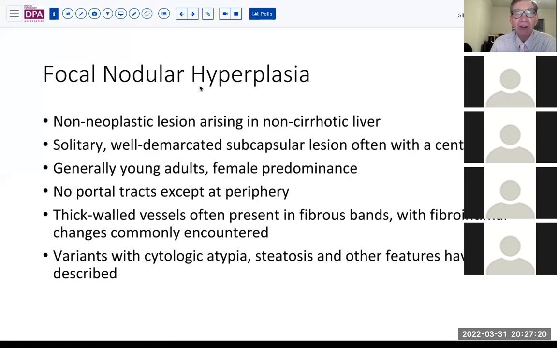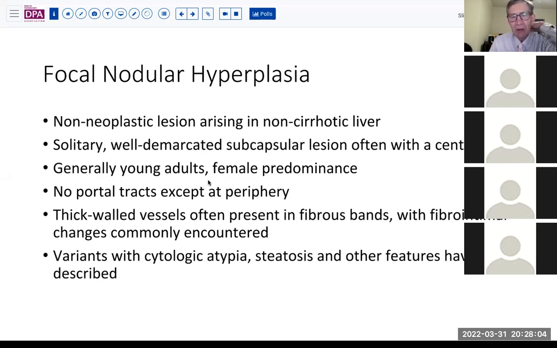So focal nodular hyperplasia is the other major benign lesion that we encounter in the liver, both on imaging as well as occasionally on biopsy. This is actually a non-neoplastic liver. Again, the patients are not cirrhotic. And it's usually a fairly isolated single lesion that is well demarcated. So compared to adenoma, this is one where you can see the border of this lesion. It tends to occur more frequently at a young age and in young women.